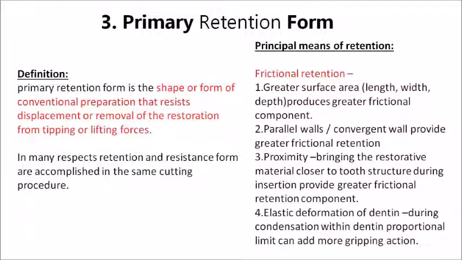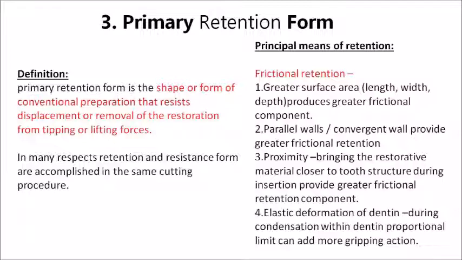Frictional retention is the principal means of retention in the primary retention form. It comes from greater surface area, that is length, width, and depth, which should all be greater and produce a greater frictional component. Parallel or convergent walls will provide greater frictional retention. Proximity, bringing the restorative material closer to the root structure during insertion, also provides a greater frictional retention component.